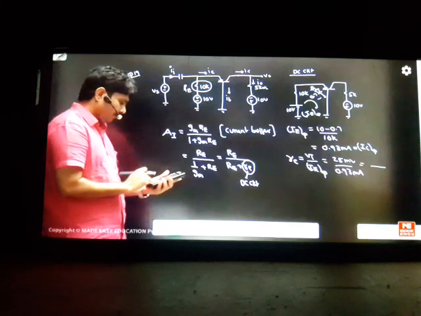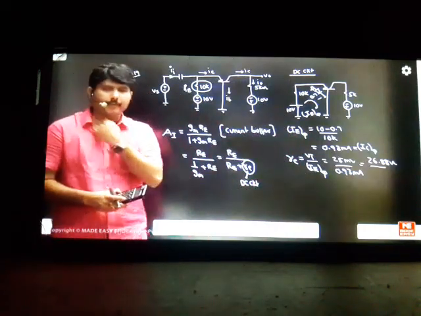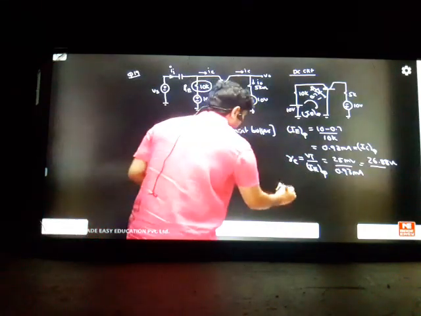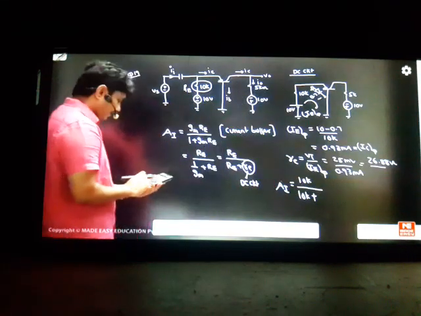25 divided by 0.93. This is coming to be 26.88 ohms. This is coming to be the RE value. Whenever you want REs or GMs, go for biasing circuits always. So what is the answer here? It is RE, which is 10K, so 10K by 10K plus 26.88.